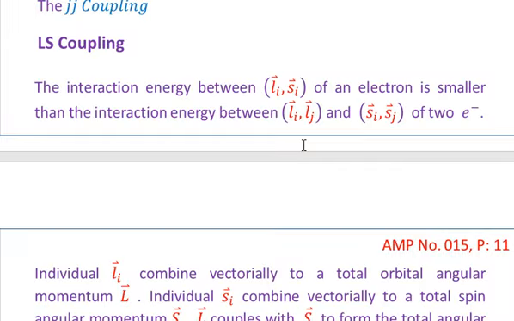So it means that when we have two electrons, we need to consider Li, Lj interaction to form the total orbital angular momentum capital L, and the interaction of Si and Sj to form the total spin angular momentum. So in LS coupling, I shall be covering the interaction of Li and Lj to form the total angular momentum capital L, and the interaction of Si and Sj will be combined to give you the total spin angular momentum capital S.